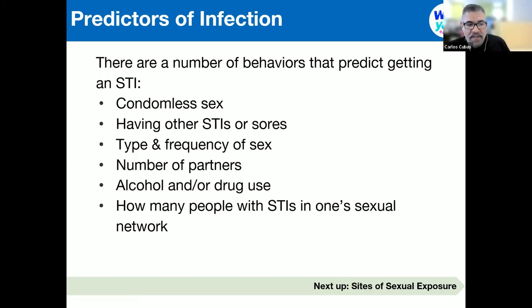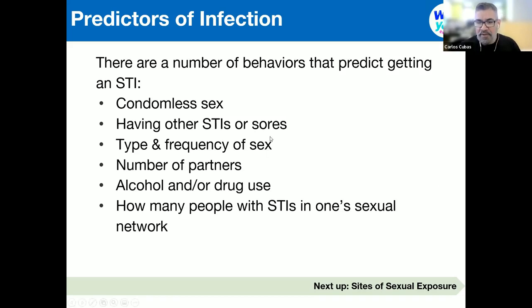There are a number of behaviors that predict getting an STI, which include condomless sex, having other STIs or sores, type and frequency of sex, number of partners, alcohol and or drug use, and how many people with STIs are in one sexual network. When we refer to a sexual network, we mean the people that you may be having sexual encounters with and the people that they may be having sexual encounters with. You may be sexually active with one person, but that person may be sexually active with two other people, and so on.